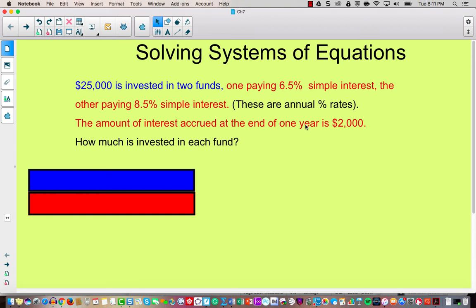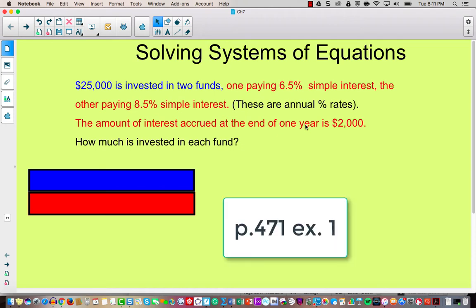All right, here we go with something new, solving systems of equations. It actually isn't completely new. If you start off by looking at example 1 on page 471 in your textbook, that'll remind you of what you learned about systems of linear equations and how to solve them in Algebra 1.